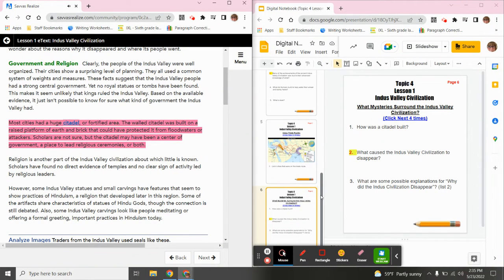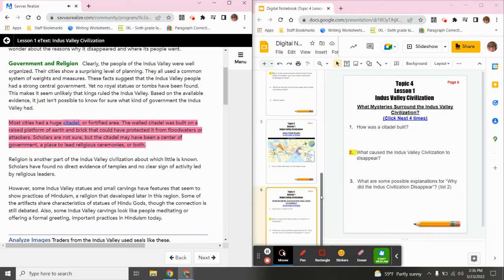Based on the available evidence, it just isn't possible to know for sure what kind of government the Indus Valley had. Most cities had a huge citadel or fortified area. The walled citadel was built on a raised platform of earth and brick that could have protected it from floodwaters or attackers. Scholars are not sure, but the citadel may have been a center of government, a place to lead religious ceremonies, or both.